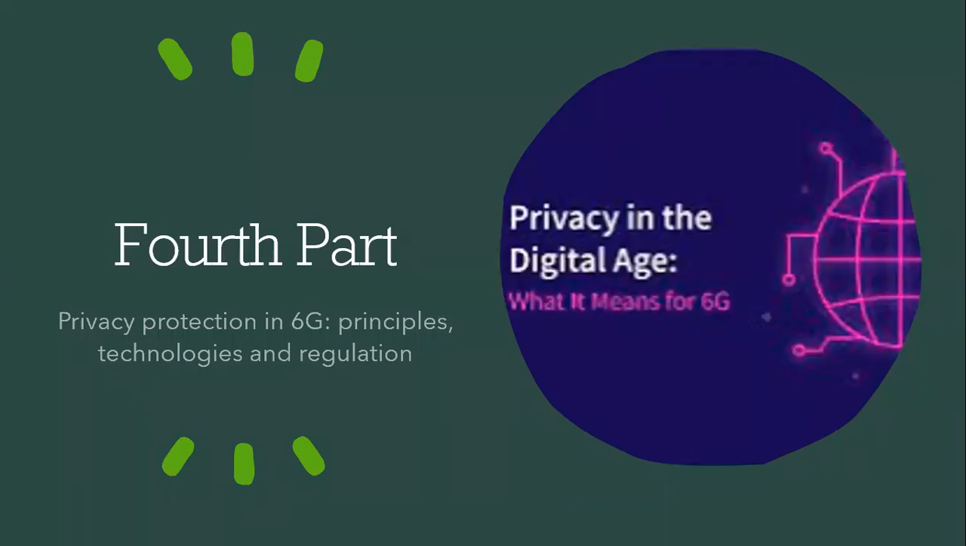Hi everyone, this is the fourth part, and in this video, I'm going to talk about privacy protection in 6G: principles, technologies, and regulation. In the previous three parts, we talked about trust and the network security architecture, cryptographic methods, and in the third part, the physical layer security methods in 6G. In the fourth part, everything is going to be related to privacy and what the principal technologies and regulations are included in 6G in order to cope with privacy protection.